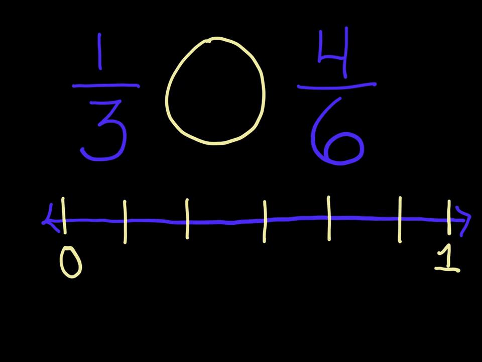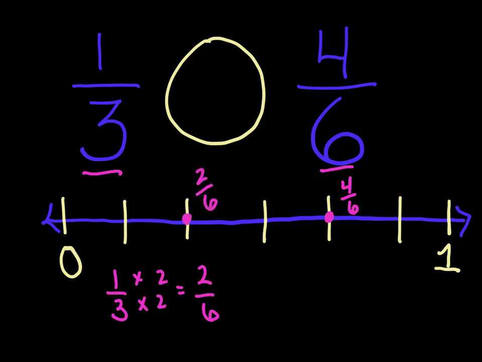Next one, 1/3 is greater than, less than, or equal to 4/6. Well, my number line here is already cut up into 6. So this is 4/6 right here. And I'm noticing the denominators, a 3 and a 6, have something in common. I can multiply that 1/3 by 2 to get to the same denominator, and it becomes 2/6. So where's 2/6 on the number line? Right here. So 2/6 is definitely less than 4/6. So 4/6 is greater than 2/6.